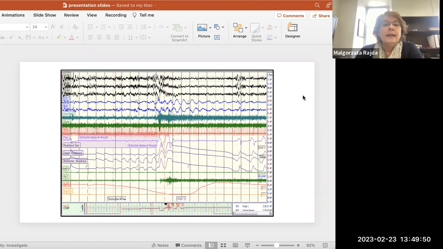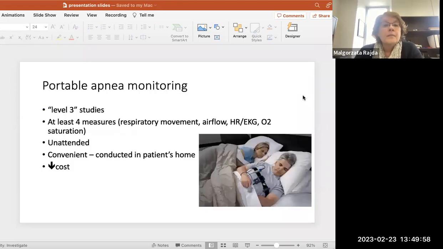I won't go into the details, but you will see that it provides very rich information about a lot of physiological parameters. So level 3 study, also called portable apnea monitoring or home sleep test, are becoming more and more common and available. In Canada, they are widely available through private home care companies that provide CPAP devices to patients. So they will also do those tests.